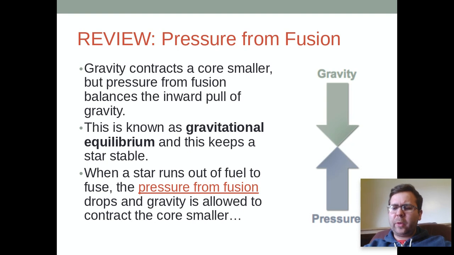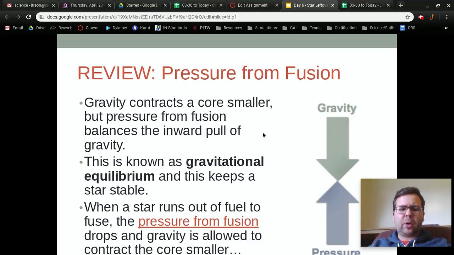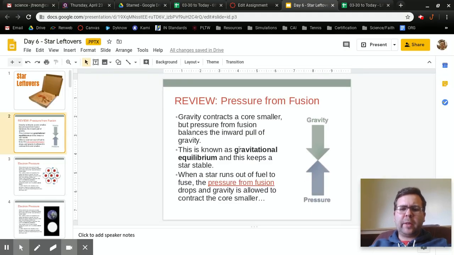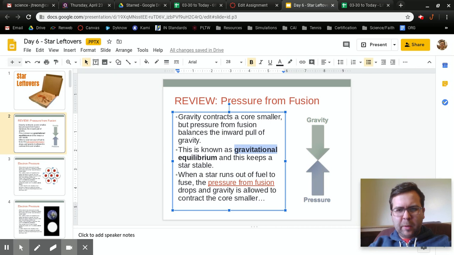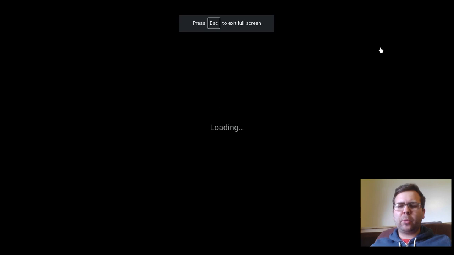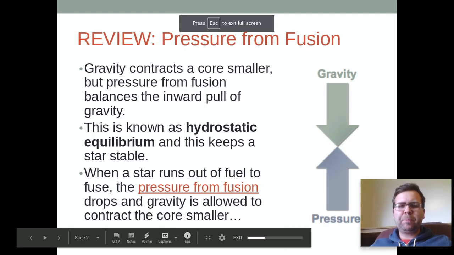Remember that most of the universe that we can see is made up of stars, and stars are having this constant battle between gravity and pressure. Gravity will push in and bring a star closer together, and we call this balance hydrostatic equilibrium. That's the balance between gravity and pressure from fusion.